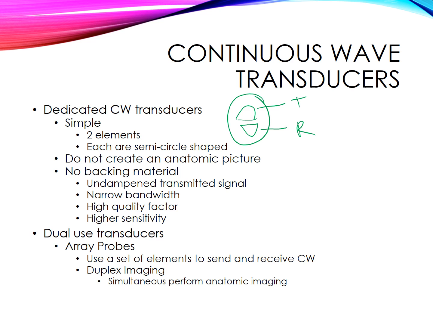These do not create an anatomical picture, because again we need pulse waves for anatomical pictures, and they don't have any backing material. And because they lack that backing material, we're going to get a very narrow bandwidth, which will give us that high quality factor and higher sensitivity. It's these three things that make it really good at very high velocities.